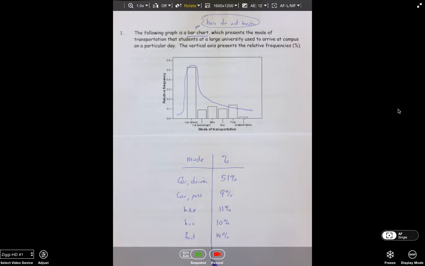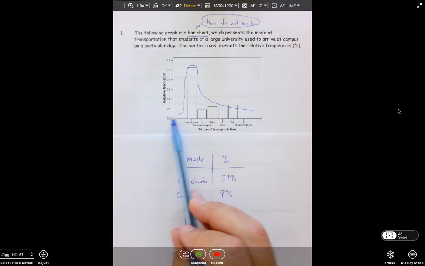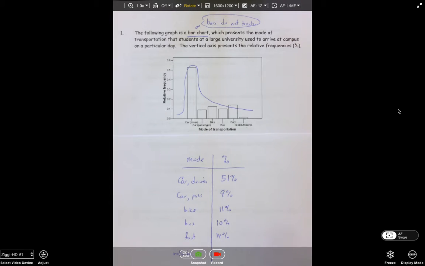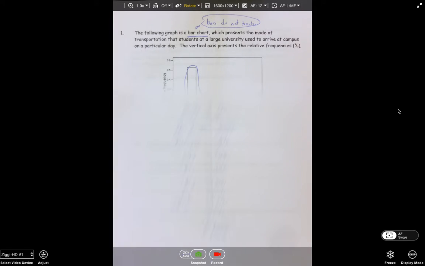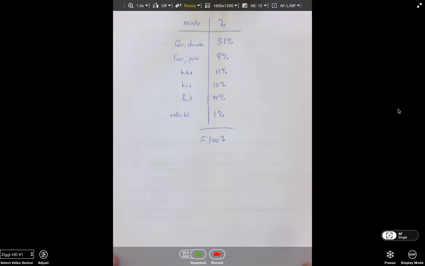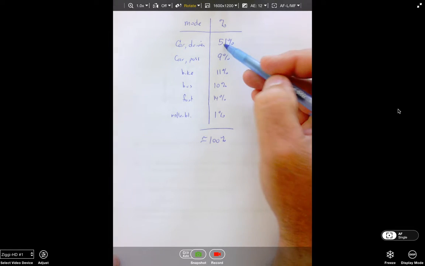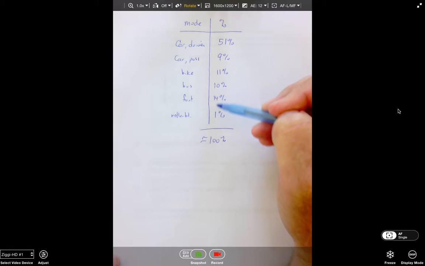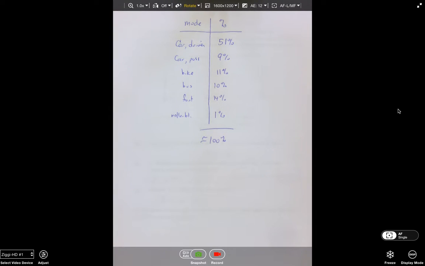And looks like we got something else going here. What is that? Rollerblading? Okay. Haven't seen a lot of rollerblading at Shawnee, but maybe I'm not paying attention. I don't know. 1%. Now, this should come close to 100%. Keep in mind, because we're doing approximations, it may not. In fact, 0, 1, 2, 6. Yeah, we're off a little bit, but again, these were approximations.